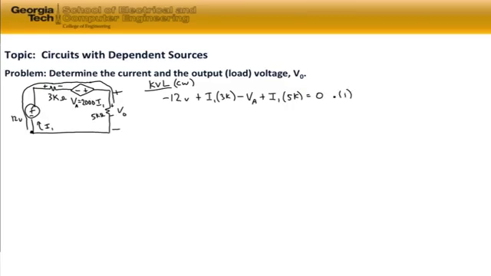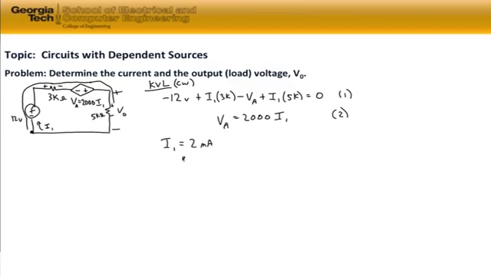We also know the relationship between V sub A and I1 simply through our dependent source, and that gives us our second equation, that V sub A is equal to 2,000, which is the amplification factor, times I1. So that's our second independent equation relating V sub A and I1. So if we use those two equations and we solve for I1, we end up with an I1 equal to 2 milliamps.